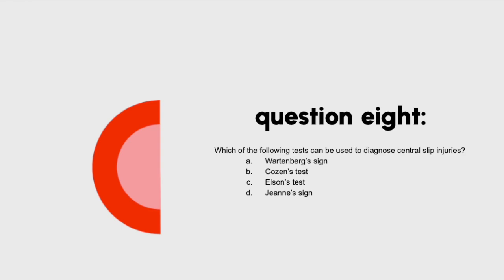Correct answer for question 8 is C, Elson's test. The Wartenberg sign is a sensory branch of radial nerve sign. Cosen's test is for lateral epicondylitis, or lateral epicondylalgia, and Jean's sign is an ulnar nerve motor sign.